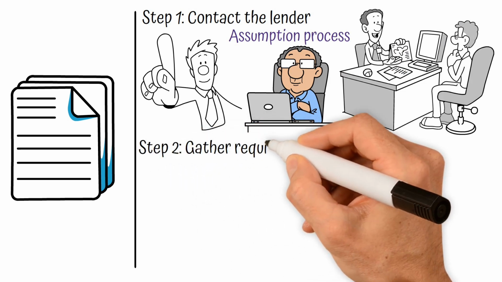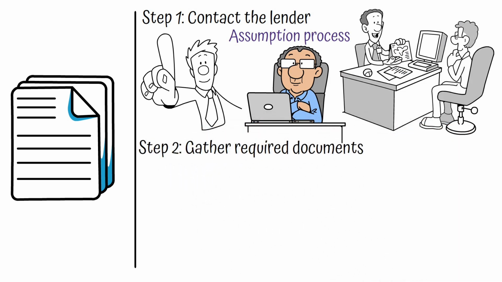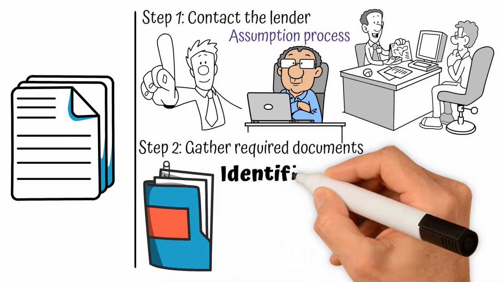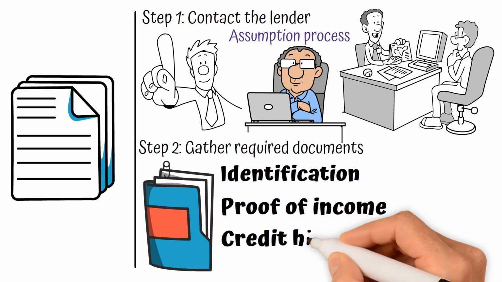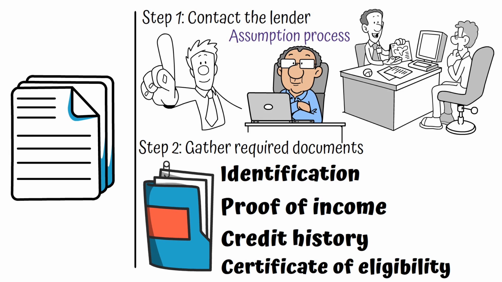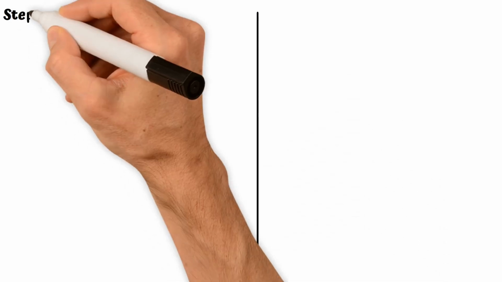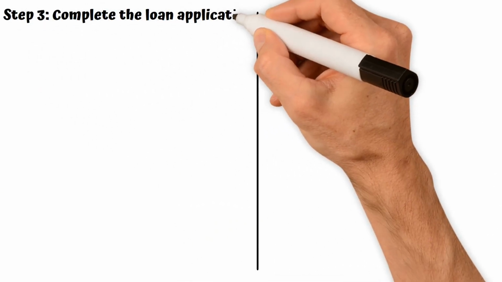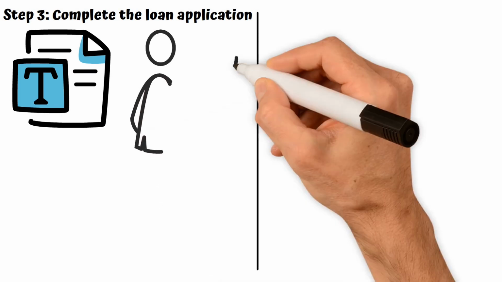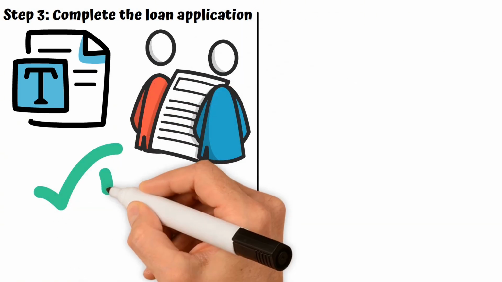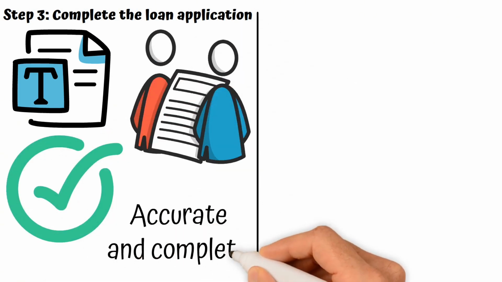Step 2. Gather required documents. You will need to provide documents such as identification, proof of income, credit history, and a certificate of eligibility, COE, to prove your eligibility for assuming the loan. Step 3. Complete the loan application. Fill out the loan assumption application provided by the lender. Ensure that all details are accurate and complete.